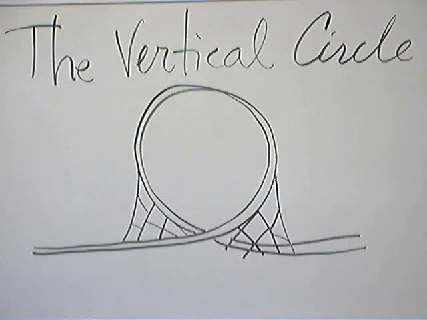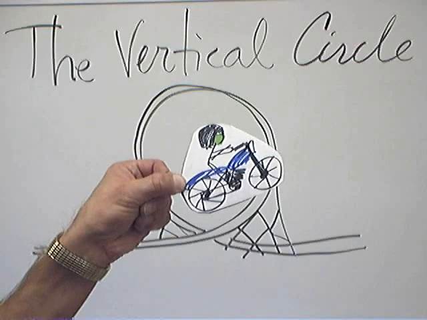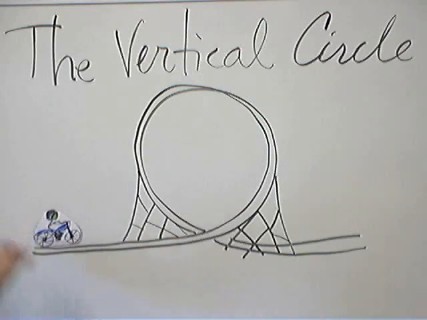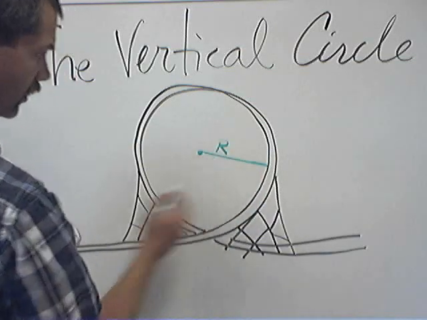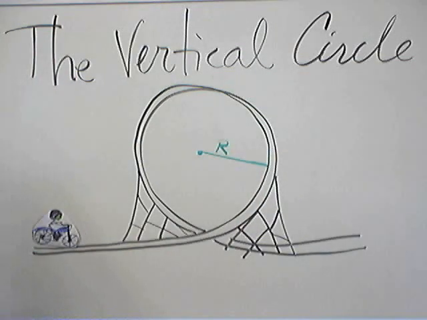Here's a loop that a young Mr. Lubbs is going to attempt to run. Now, here's the idea. This is a loop. This is going to go in a circle, but the circle is straight up and down. It's actually a circle with radius r.